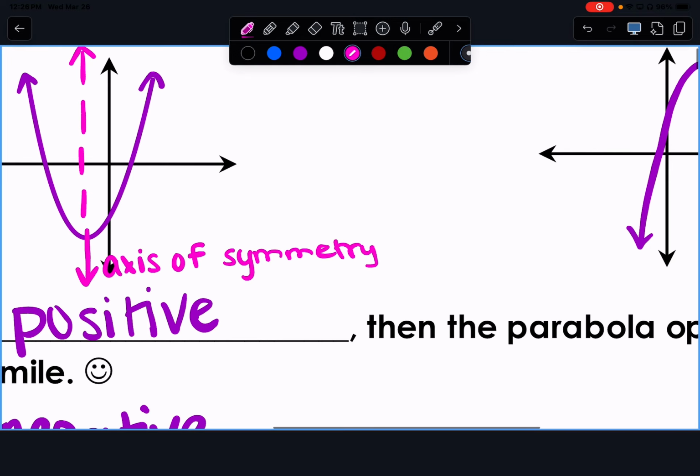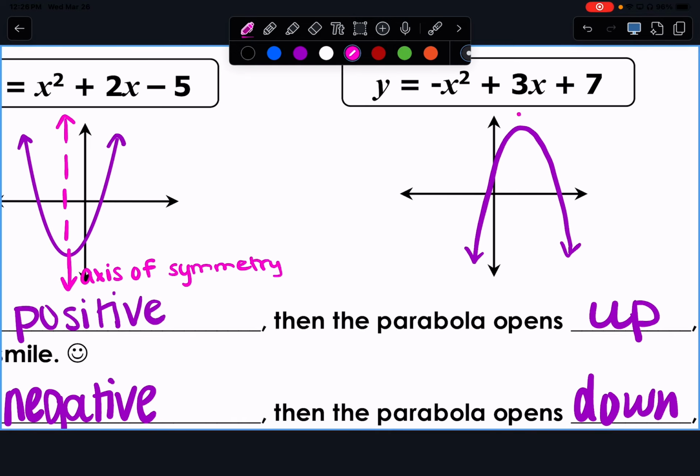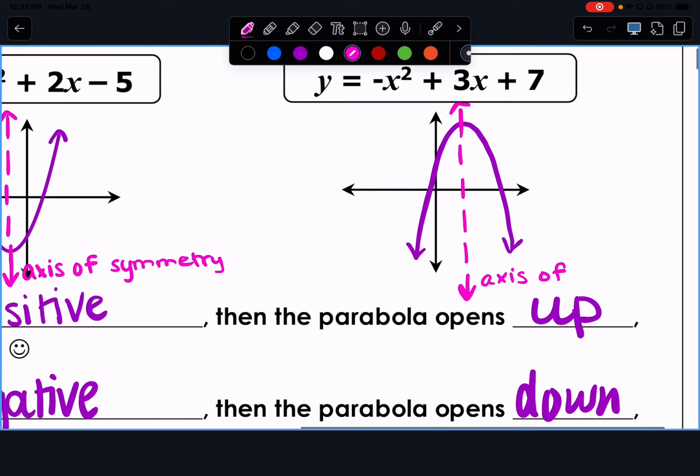Okay, and we're not just going to label it for one, we are going to label it for both. Are we just eyeballing where this line goes? Yep, it's a sketch. It can be a little bit rough.